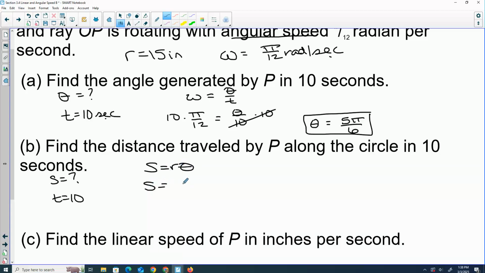So my radius is 15. Theta is 5 pi over 6. So leave it in terms of pi. Just do 15 times 5 over 6. So we get 25 pi over 2. What would my units be?